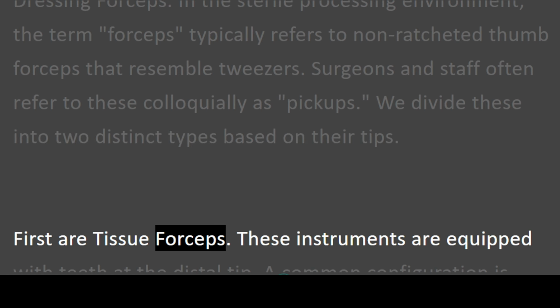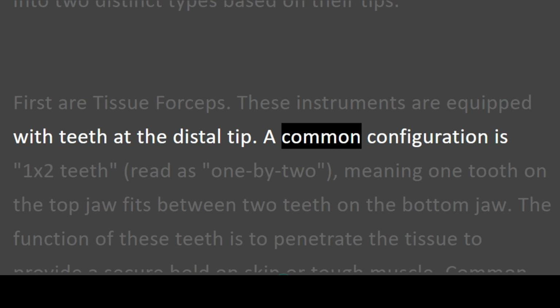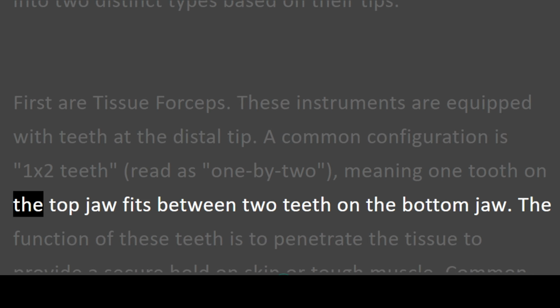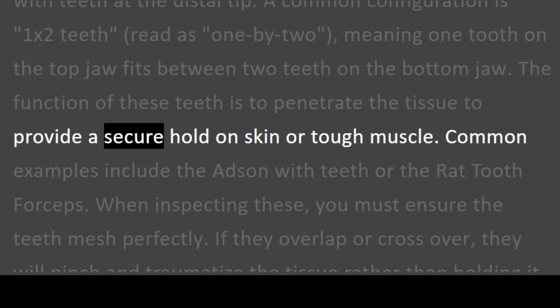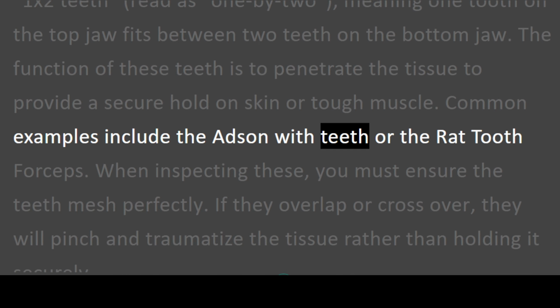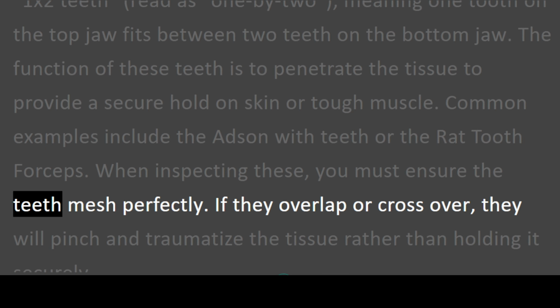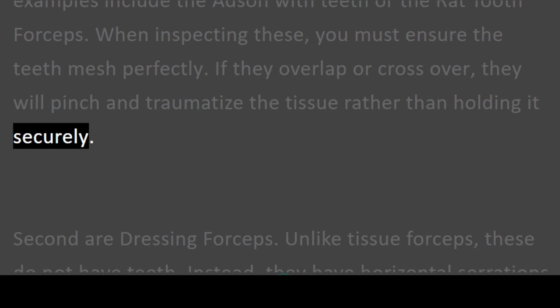First are tissue forceps. These instruments are equipped with teeth at the distal tip. A common configuration is 1x2 teeth, read as 1x2, meaning one tooth on the top jaw fits between two teeth on the bottom jaw. The function of these teeth is to penetrate the tissue to provide a secure hold on skin or tough muscle. Common examples include the Adson with teeth or the rat tooth forceps. When inspecting these, you must ensure the teeth mesh perfectly. If they overlap or cross over, they will pinch and traumatize the tissue rather than holding it securely.